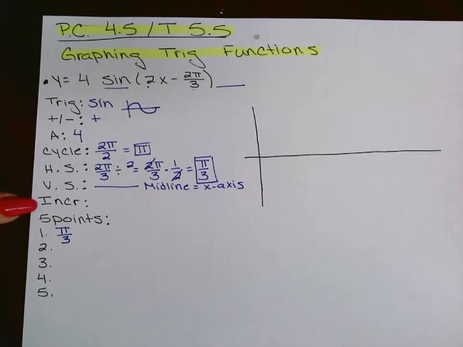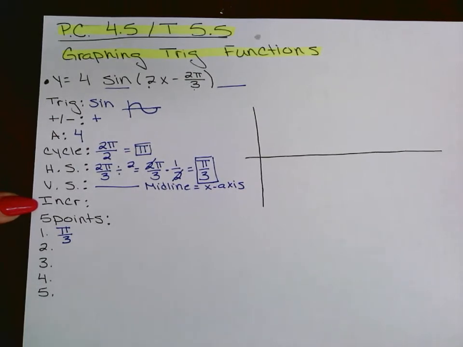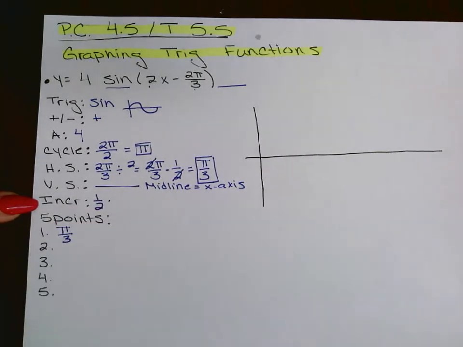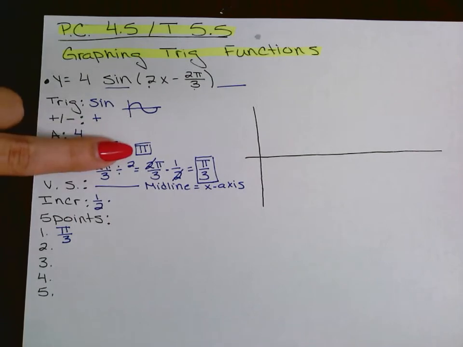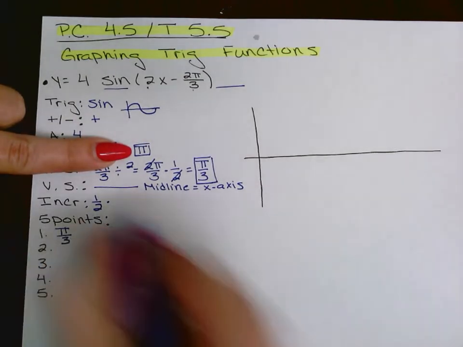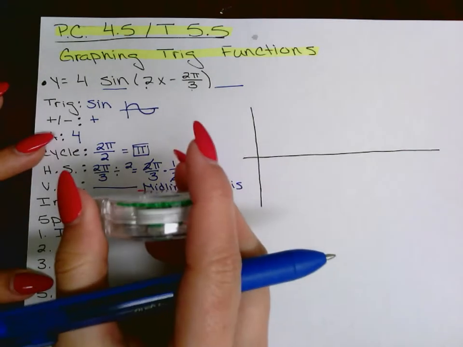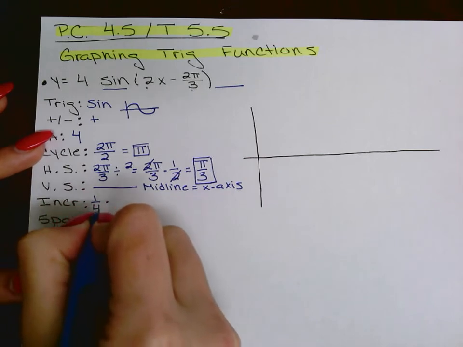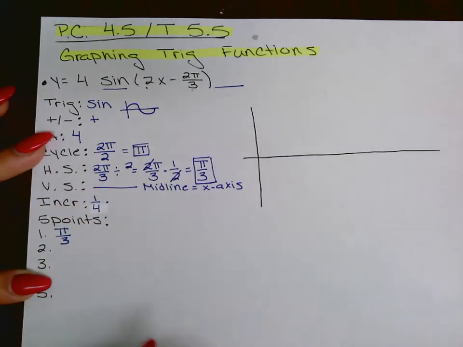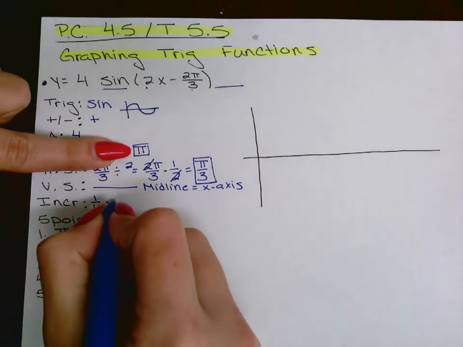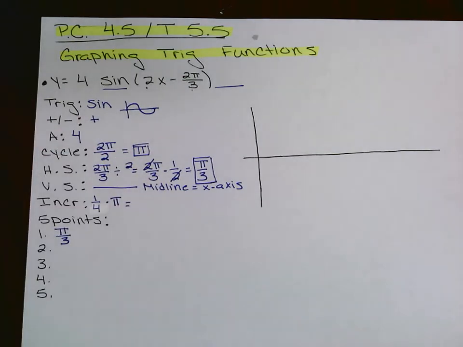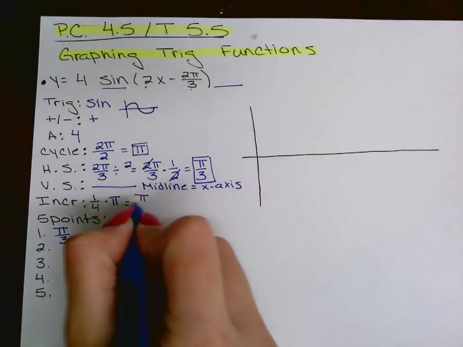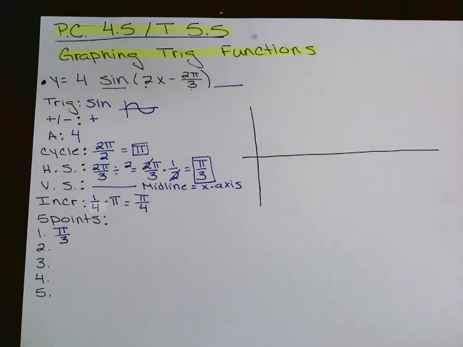Next is increments. The rule for increments that we wrote on our notes last video was to say 1/4 times your cycle. Well, my cycle for this question was pi. Oh, I'm so sorry. I wrote 1/2. It's 1/4. So it's 1/4 times your cycle, which is pi. So 1/4 times pi is just pi over 4.